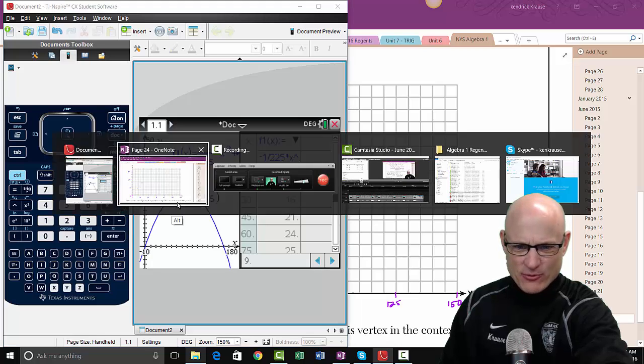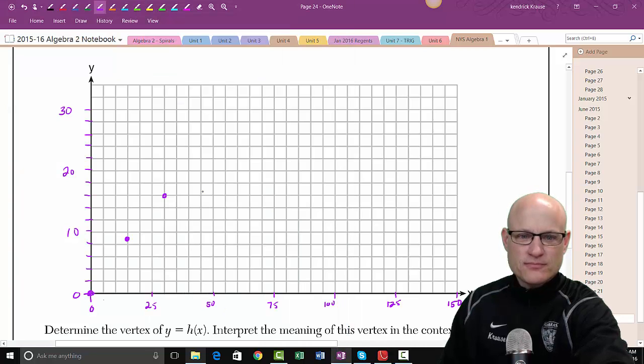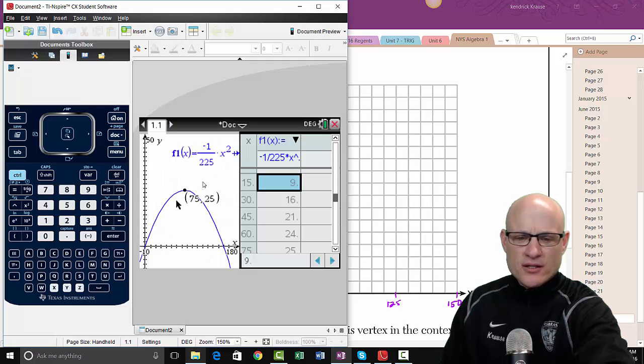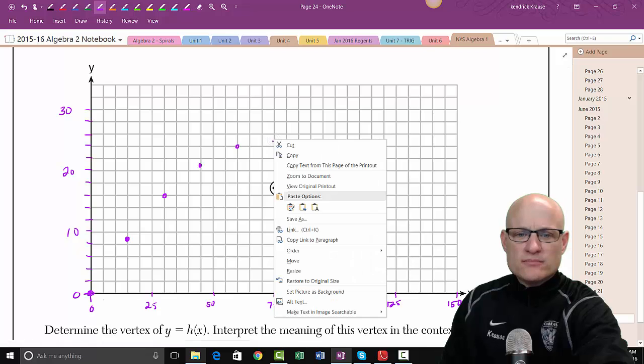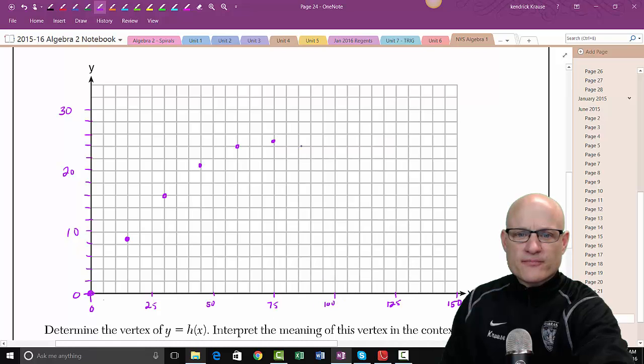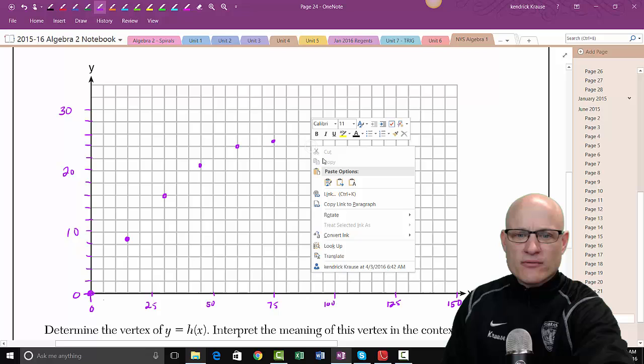At 45, we're going to 21. At 60, we're going to 24. 55, 60, we're going to 24. This is 20, 22, 24. At 75, we're going to 25. And then we're coming down.